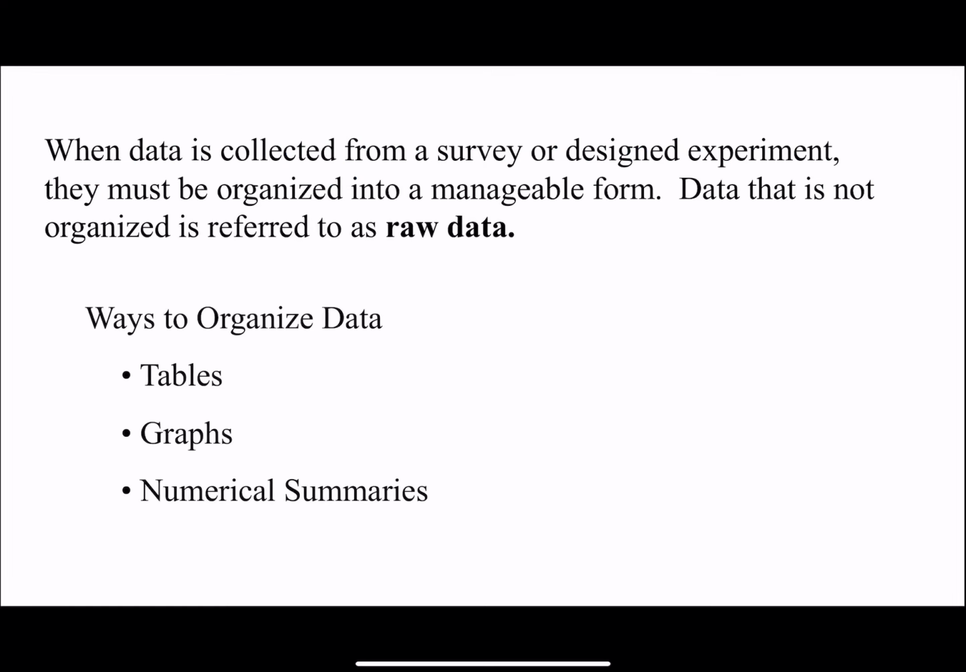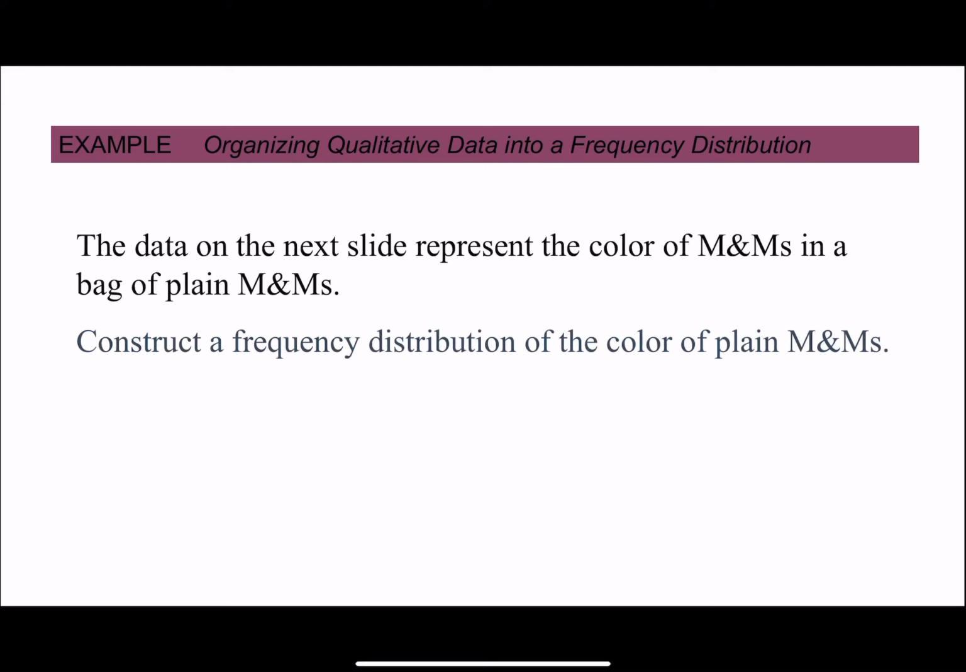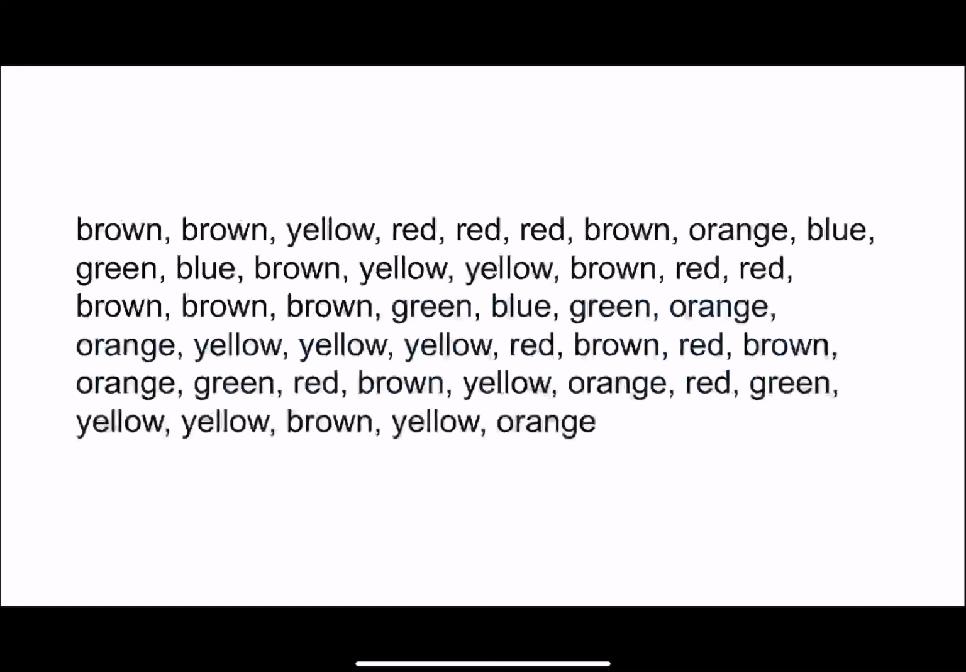So here's ways that we can organize our data with tables, graphs, numerical summaries. There are other ways, but this is what we're going to look at right now. So first, the next slide that we have is going to represent a bag of plain M&Ms. So we just have a big bunch of the raw data. So it looks like pretty much nothing, and we're going to create a frequency distribution of the color of plain M&Ms. So here's my raw data.